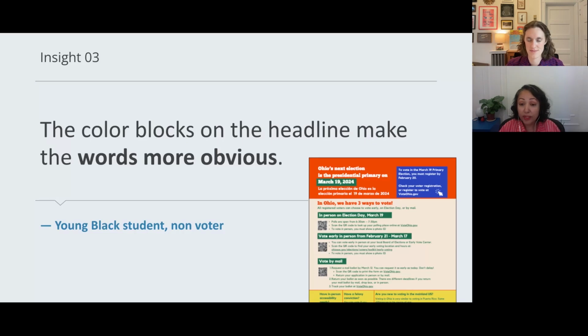So I heard from a senior with low vision, and he was able to read the majority of this flyer that you see here on the slide because he said that the color text boxes made the headlines easier for him to read, and it just really helped him actually focus on the letters.